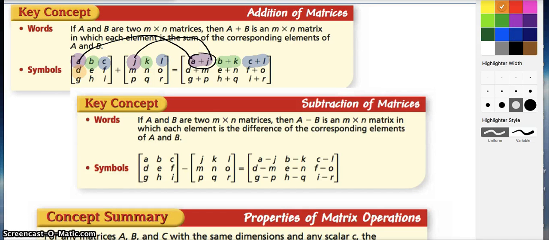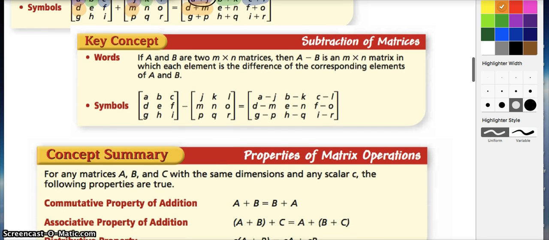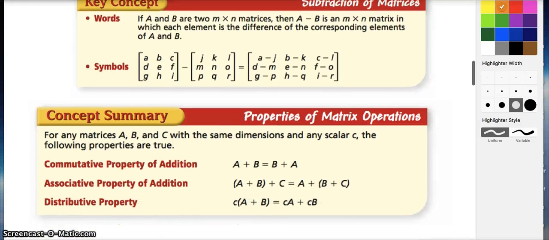So you see that I'd add D and M in this matrix, and then therefore the answer matrix will have DM in that particular place. All right. And similarly, subtraction will happen in exactly the same way, where you would subtract the two elements and put the answer in the same space as where the two elements were subtracted.